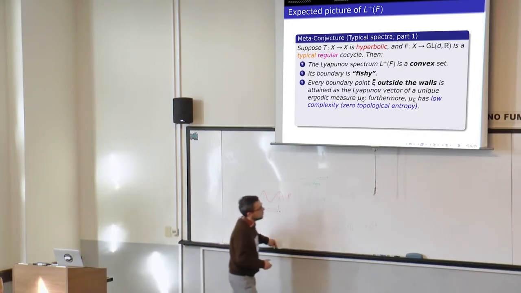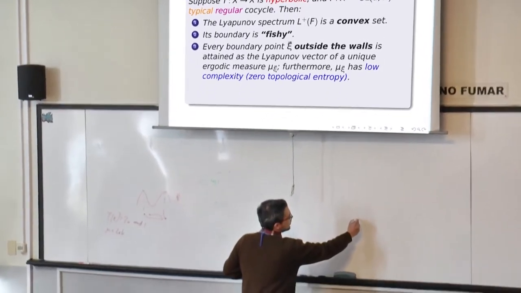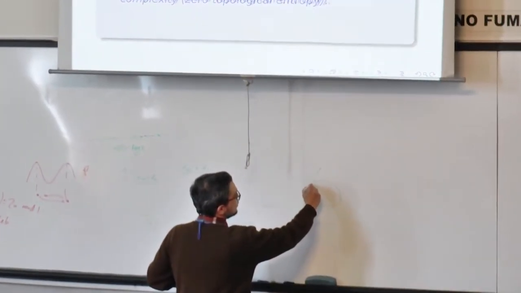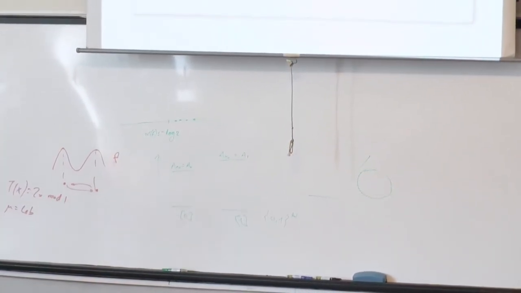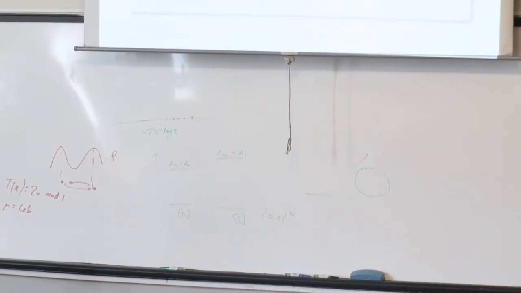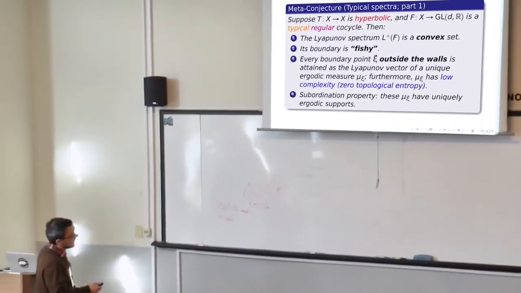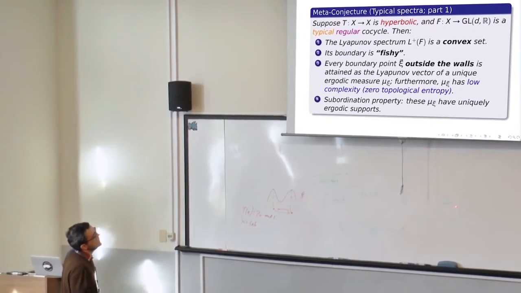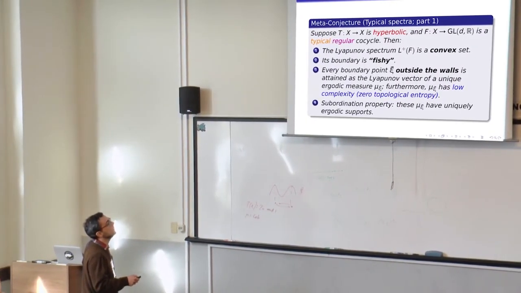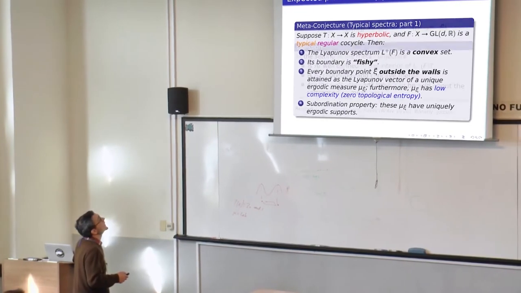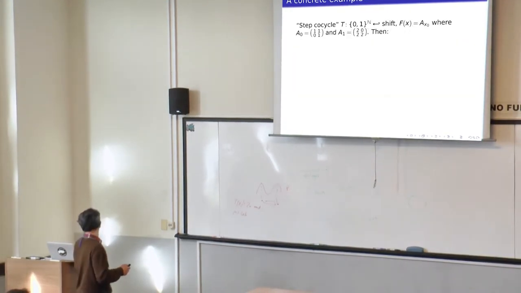You can't hope for all these points in your spectrum to correspond to periodic orbits, because there are only countably many of them. But they should have zero entropy. What else? And again, the subordination principle: each of these measures is characterized by its support. So, in particular, this support should be uniquely ergodic. Okay, so I will skip this. This is about some multifractal thing, but it's not important.